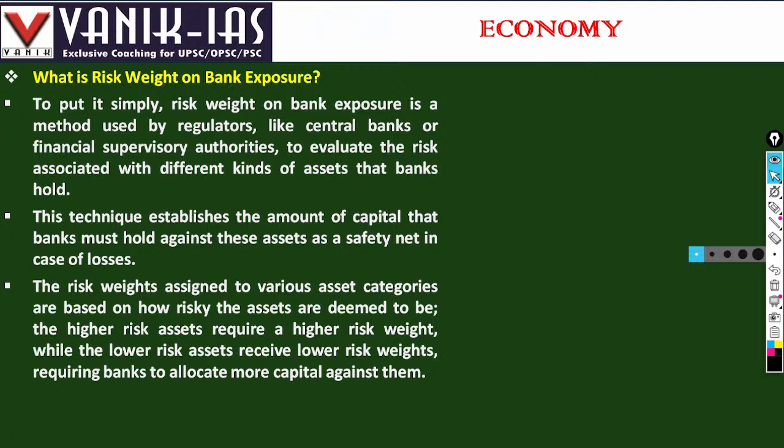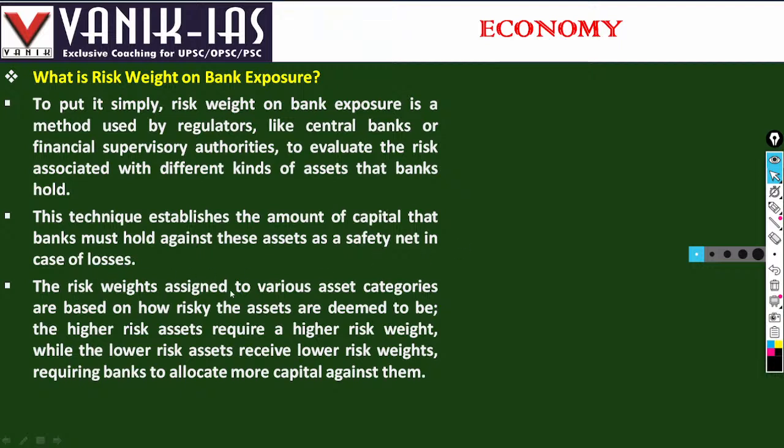So different loans given by the banks are the assets for the bank, and for giving a loan, how much security the bank has kept is also another risk-weighted asset, because the asset is a loan given by the bank. Loans are the asset of the bank, but in case the loans default, what asset the bank has kept to protect it is called the risk-weighted asset. This technique establishes the amount of capital that banks must hold against these assets, meaning loans, as a safety net in case of losses.